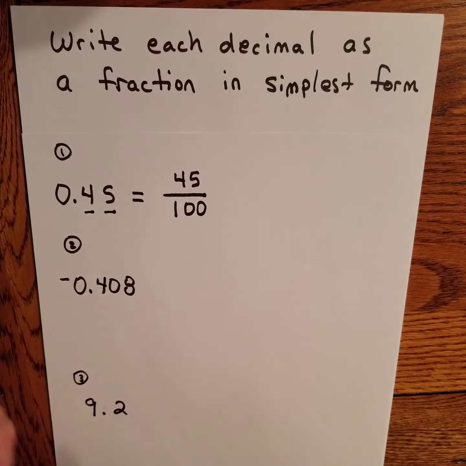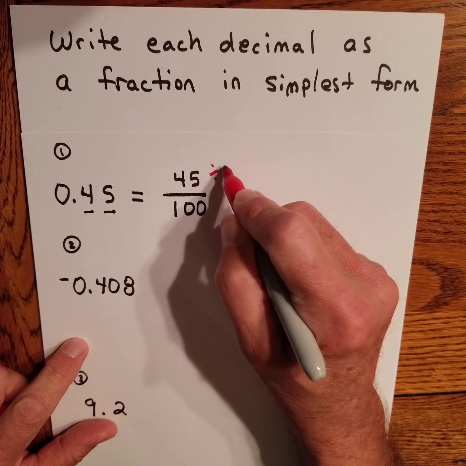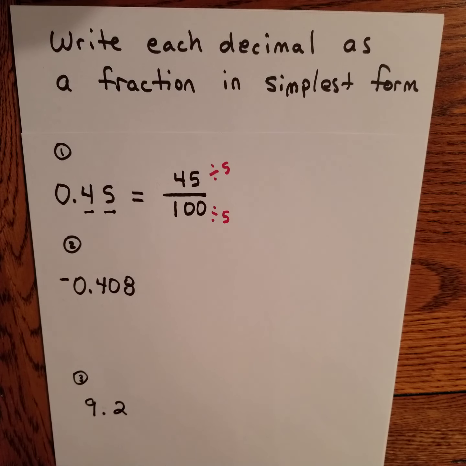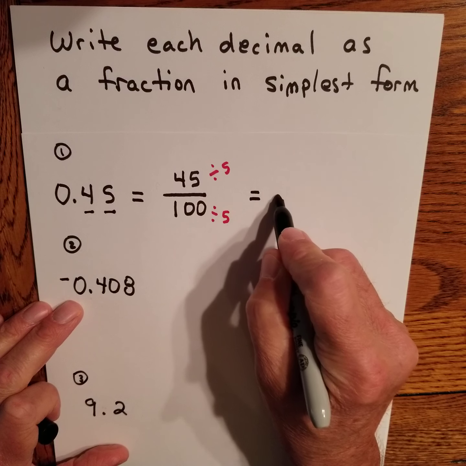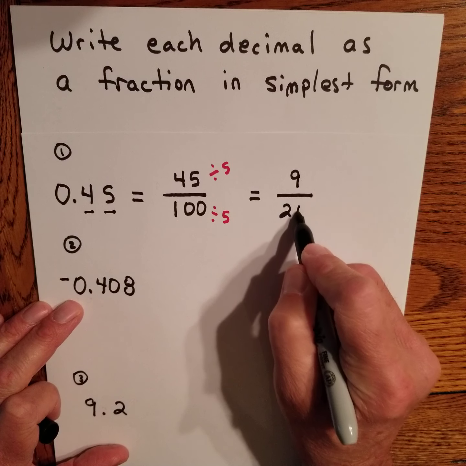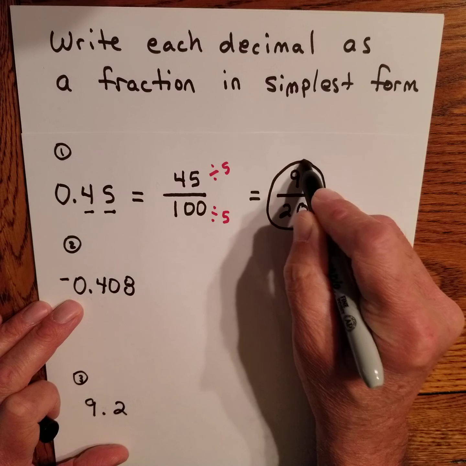Now, simplest form means to reduce. Well, I notice that both 45 and 100 are divisible by 5. If I divide these both by 5, 45 divided by 5 and 100 divided by 5, then 9/20, that's my best answer.